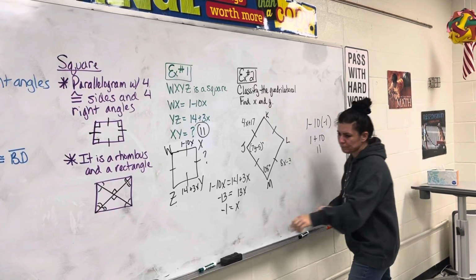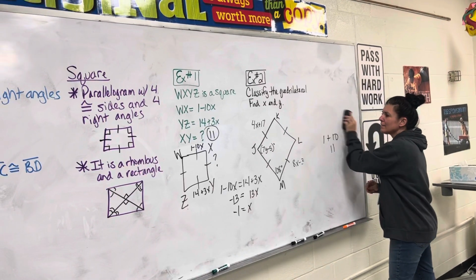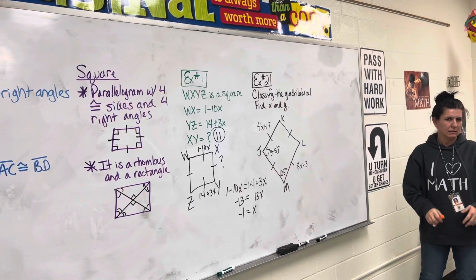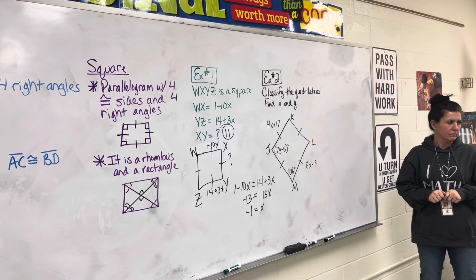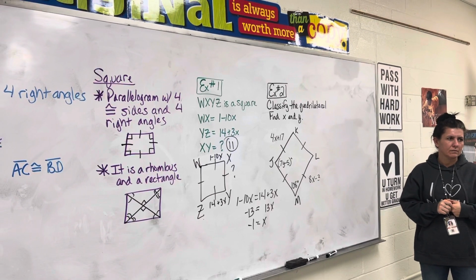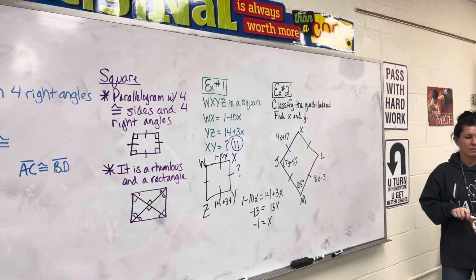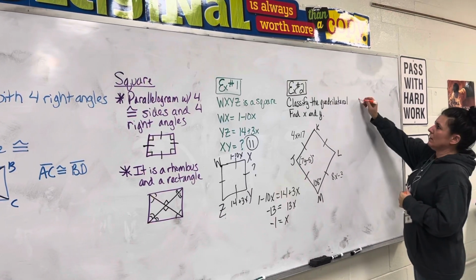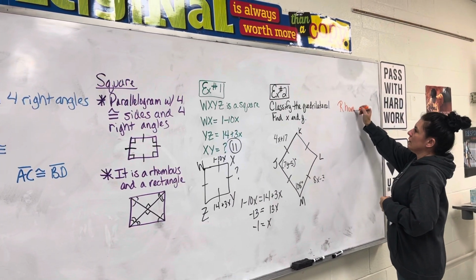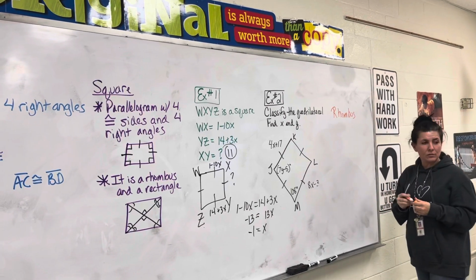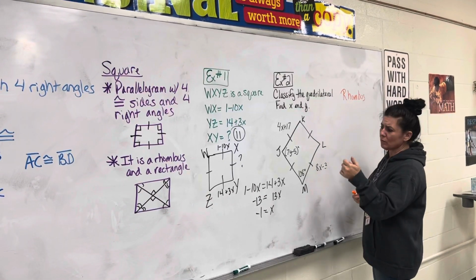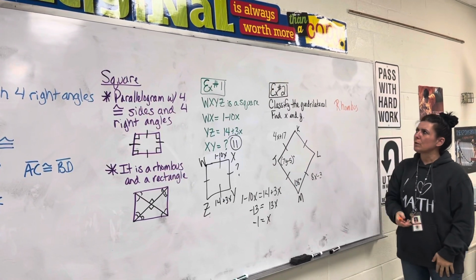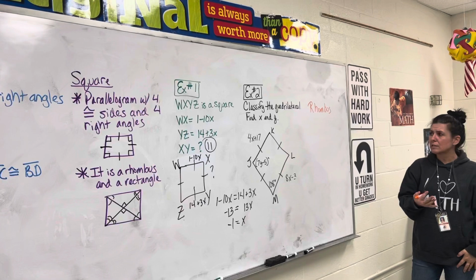Look at example 2. It says classify the quadrilateral. How can we name it? Any ideas? A rhombus. Why? Because all four sides are congruent. Good. It can't be a square because a square would have 4 right angles and it clearly does not. So the most specific name that we can give this is a rhombus.